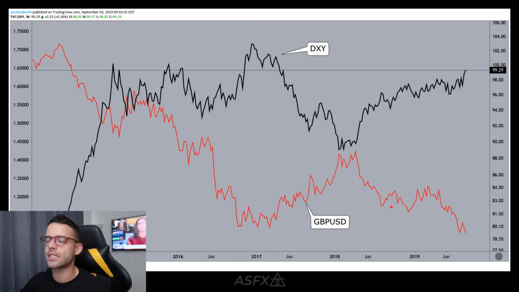Also looking at GBP USD. Now, this is important to note. It's similar to Euro USD, but not identical. Each pair is going to be correlated a little bit differently to the dollar index. The closest correlation, though, is going to be in Euro USD.